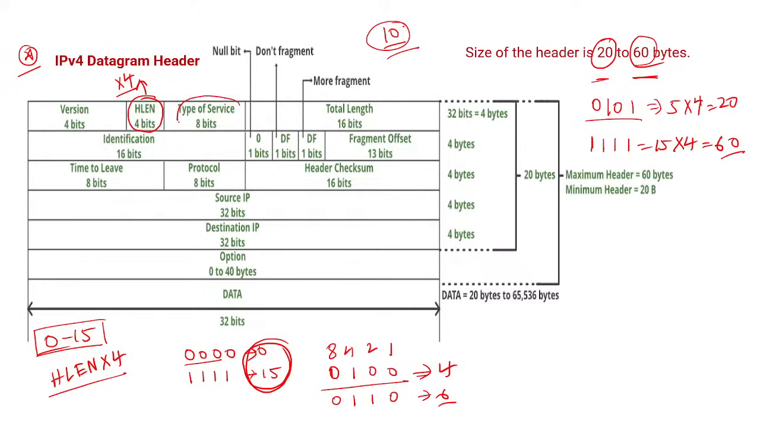Types of service: different types of service will be mentioned with this 8-bit number.